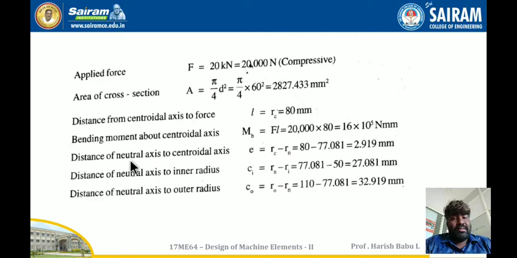The distance of the central axis to the neutral axis, that is the e value, Rc minus Rn, I'm going to get as 2.919. Ci, that is the distance between the neutral axis and the inner fiber, I'm going to get as 27.081. Similarly, the distance of the neutral axis to the outer fiber, that is C0 equals R0 minus Rn, I'm going to get as 32.919.